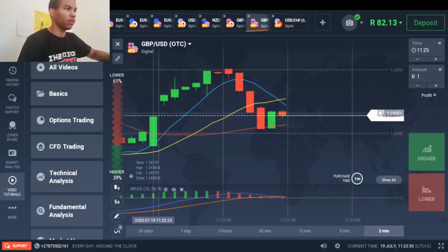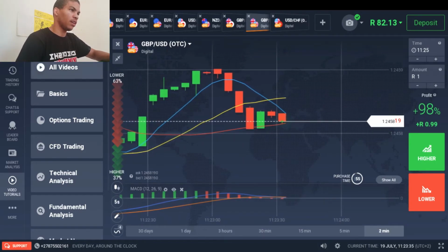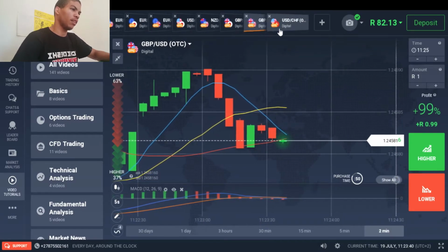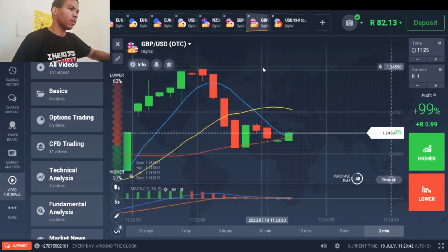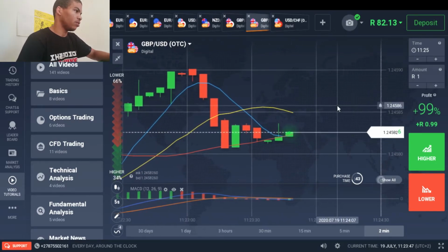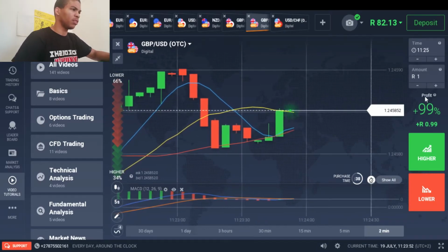Okay, so first we have to log into IQ options. Okay, so we're in IQ options. As you can see, there's OTC, which is for the weekend. Normally the 2 minute method is used here on the weekend, but I don't use the 2 minute method. I used to, but not anymore.